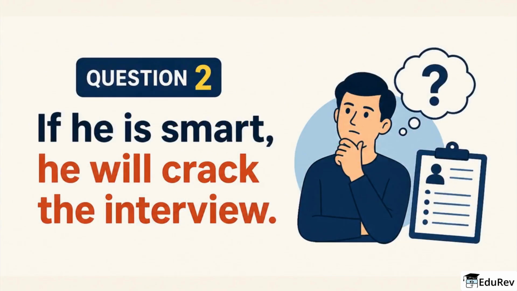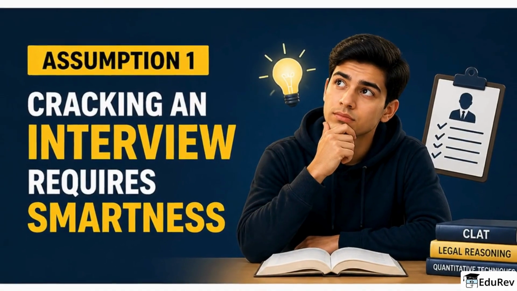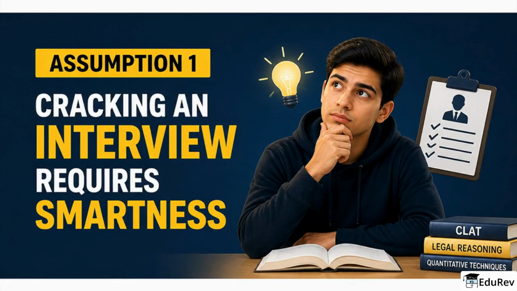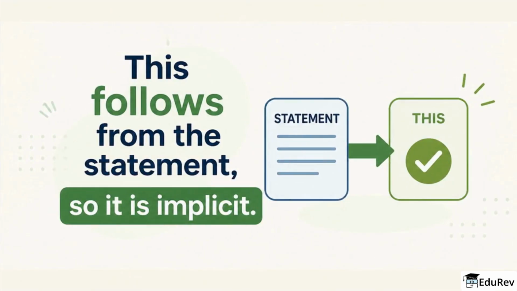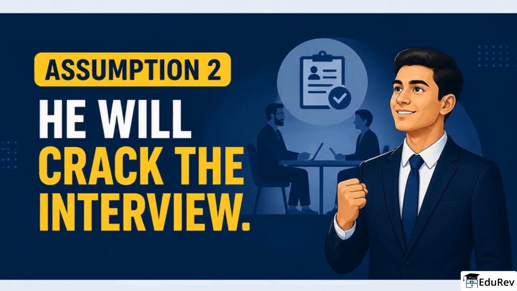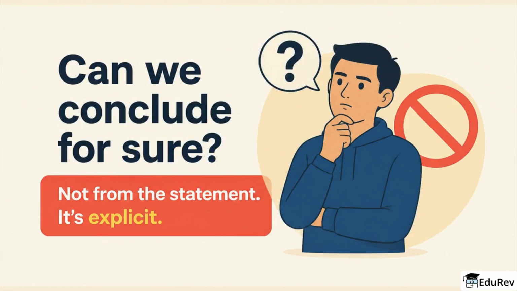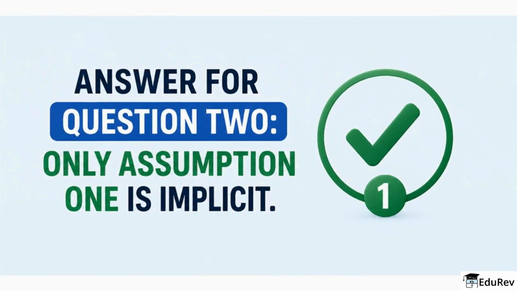Question number 2. The statement says, if he is smart, he will crack the interview. Assumption 1 says, to crack an interview, smartness is required. This follows from the statement, so it is implicit. Assumption 2 says, he will definitely crack the interview. We cannot conclude that for sure from the statement, so this is explicit. Answer for question 2, only assumption 1 is implicit.